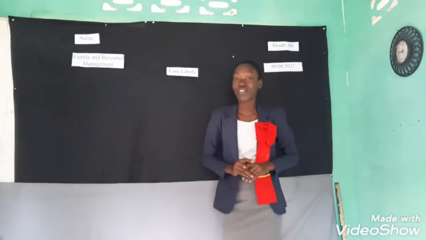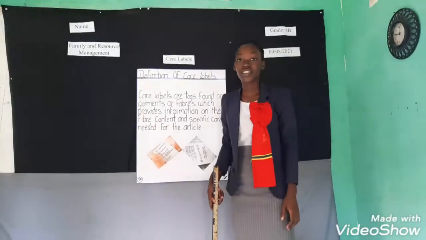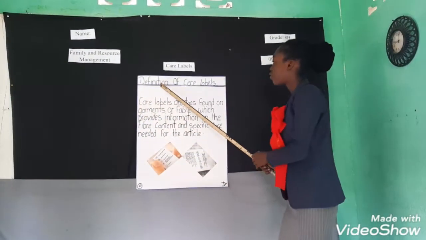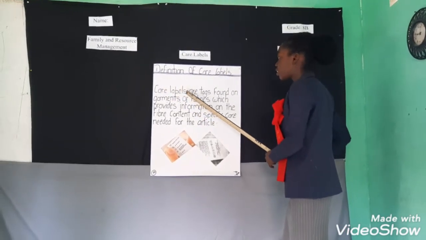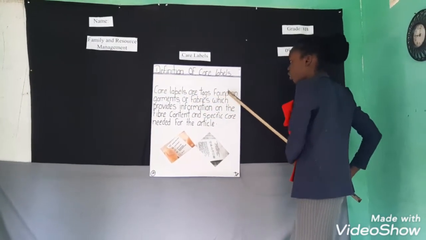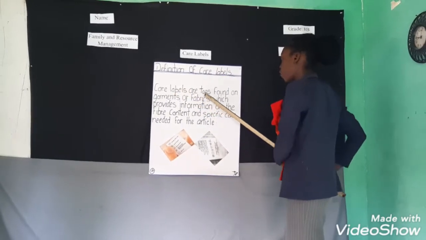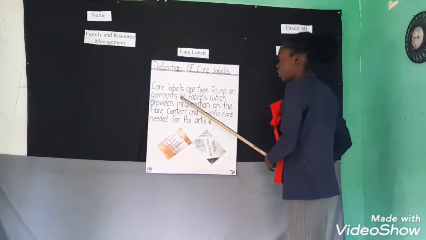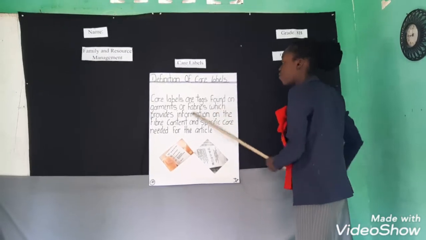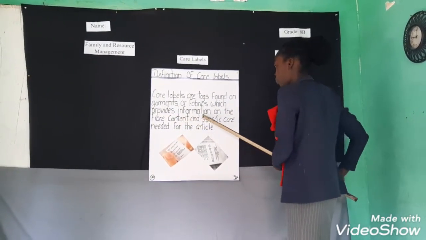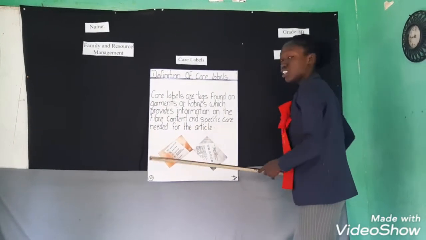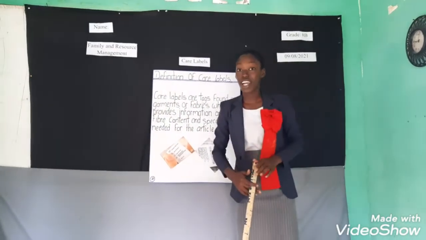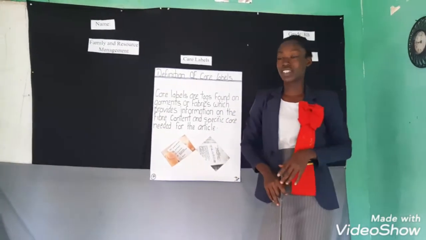I will now share with you the definition for the term care labels. Good, so here we have the definition of care labels. Let's read. Care labels are tags found on garments or fabrics which provide information on the fiber content and specific care needed for the article. So you see, all of you were correct in your groups.